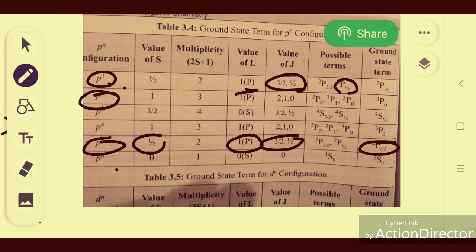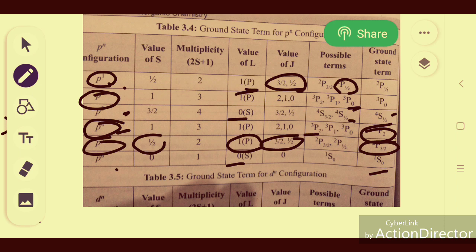The P2 configuration is just similar to the P4 configuration, where there are 2 unpaired electrons. But in case of the P2 configuration, because it is less than half filled, the ground state term will be the term with the lower J value, while in case of the P4 configuration, it will be the term with the higher value of J. In case of the P3 configuration, which is half filled, and the P6 configuration, which is full filled, the L value is 0, so the ground state term will always be S. For the P3 configuration the ground state term will be 4S 3 by 2 because this is a half filled configuration, and in case of the P6 configuration, only one ground state term is possible, that is 1S0.